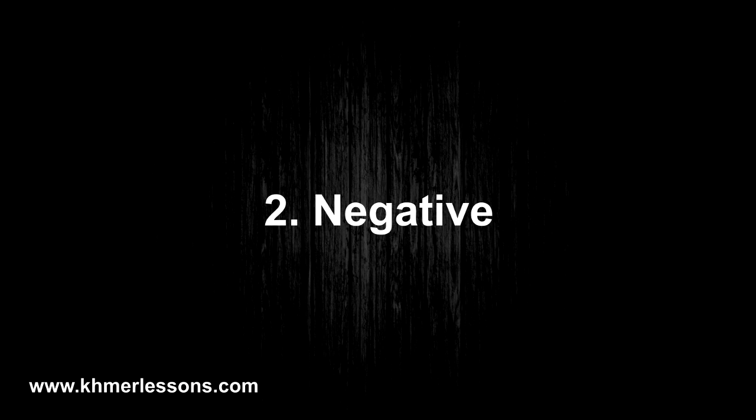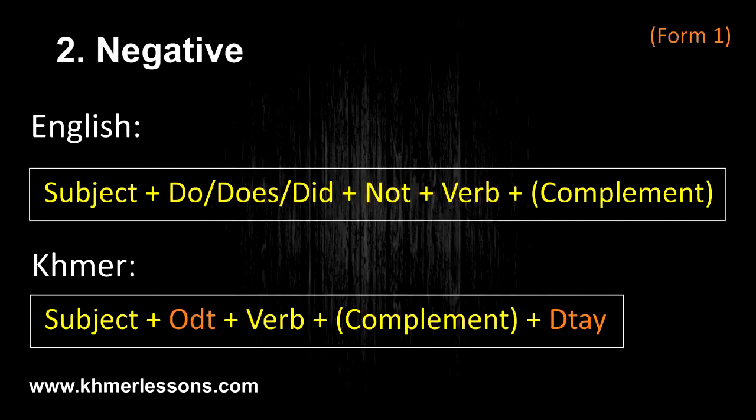Now we go to number 2, negative. In negative, I have 3 forms for you, and you will see them one by one. This is form 1. In English you have subject, do, does, did, or we can say auxiliary verb do, does, plus not, verb, and then complement.